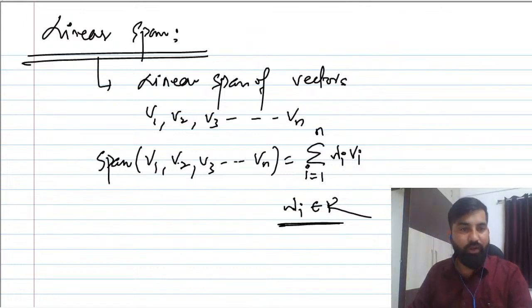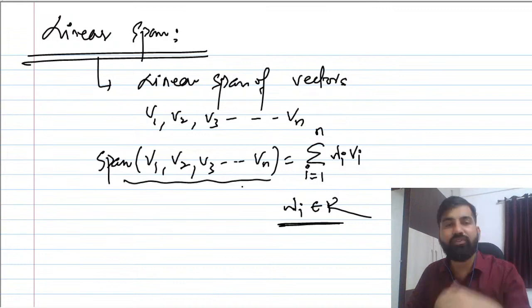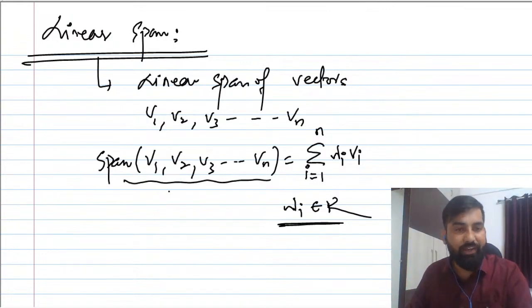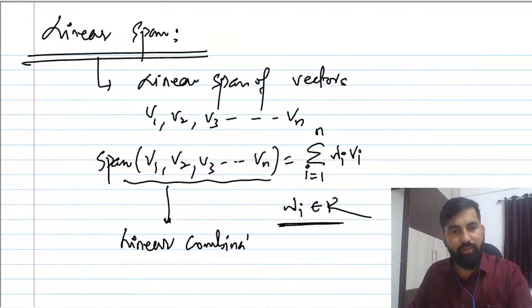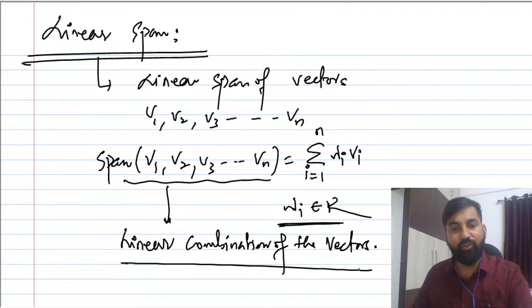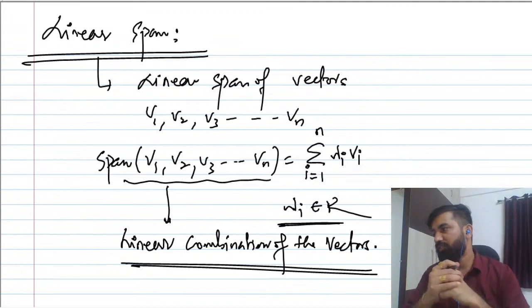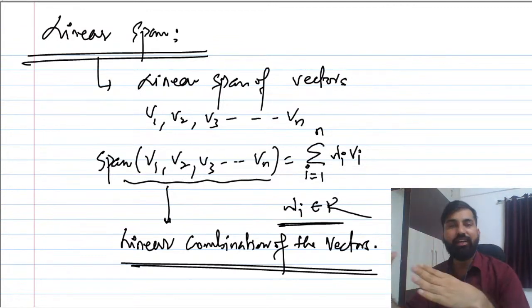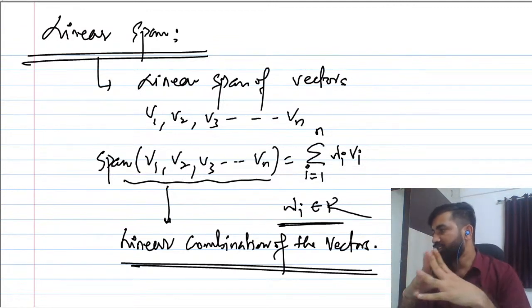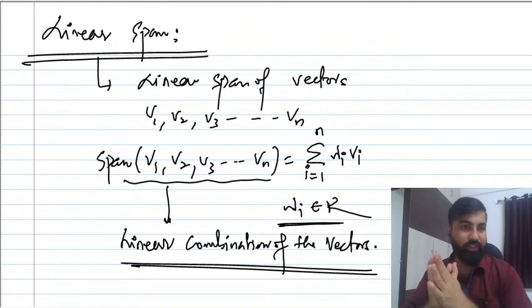So what is the span of these vectors? The span of these vectors is nothing but the linear combination of the given vectors. That you have to understand always, right? The collection of all linear combinations of v1, v2, up to vn is called the linear span of the vectors. Okay, that you have to understand.